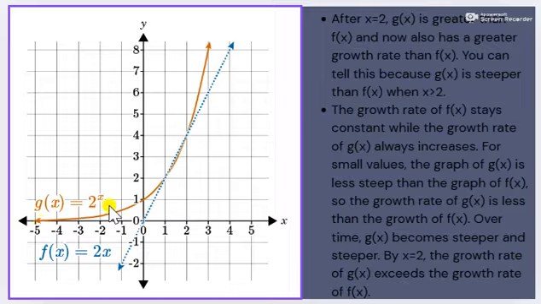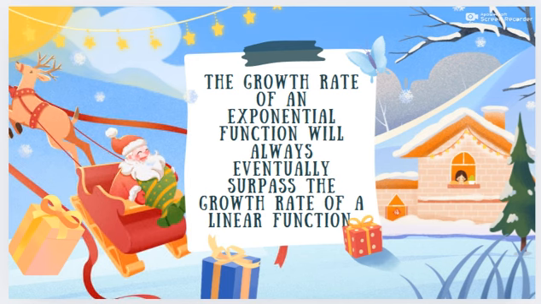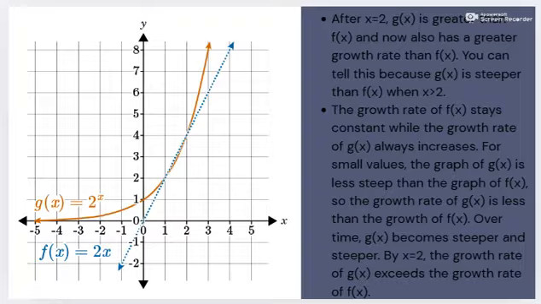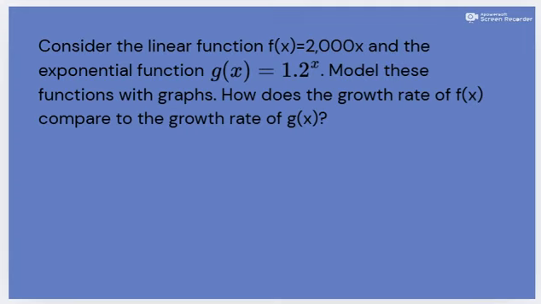As long as g of x is not a decay function, the growth rate of an exponential function will always eventually surpass the growth rate of a linear function. Always. Eventually, this one is always going to beat out your straight line.